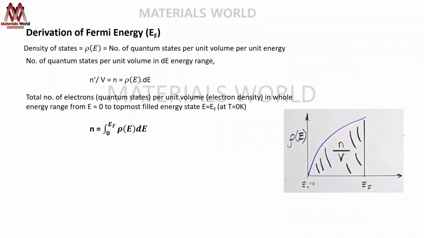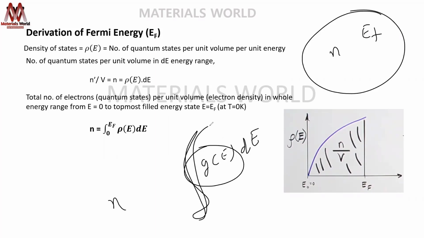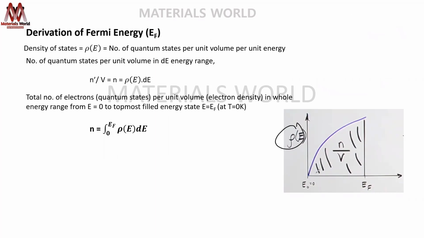Now let's calculate. Now let's know the expression, the relation between N and EF, because this is very important. We know the relation of G of E, which will give you the number of quantum states per unit volume per unit energy. So you have to multiply with energy and then integrate it so that you will get the number of electrons per unit volume, or per unit area, or per unit length, right? So my density of states is increasing, and this is for 3D.